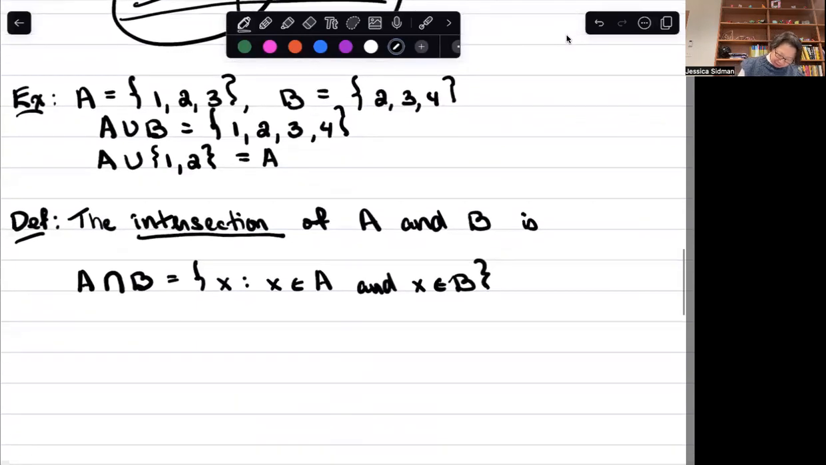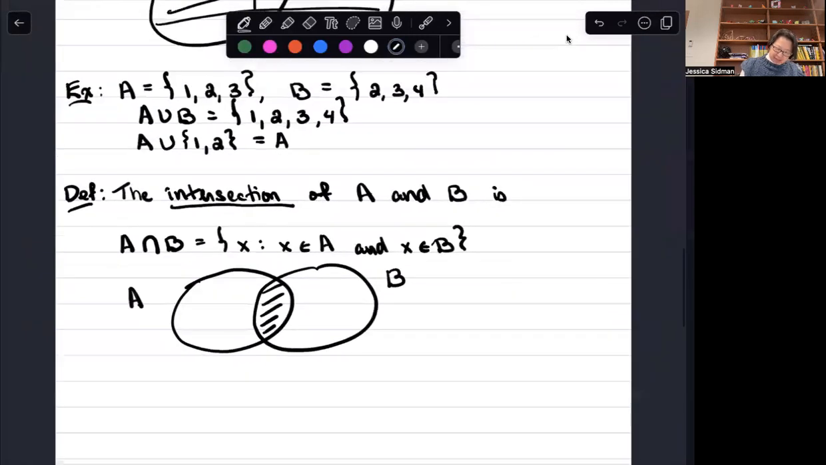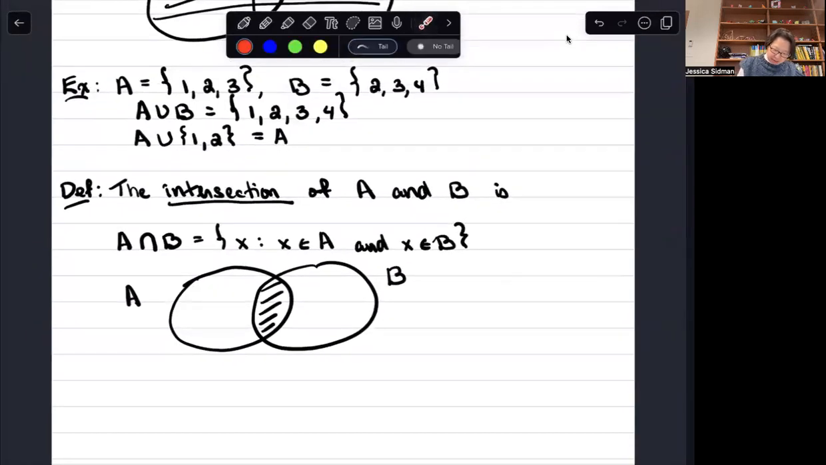So in terms of diagrams, again, if A is this blob and B is this blob, the intersection consists of the elements that are in both of them. So they're the overlap. Okay. So if we're using our same sets A and B, A is {1, 2, 3} and B is {2, 3, 4}, then if I look at A intersect B, the elements that are in both of the sets, it's just the elements 2 and 3. Okay.